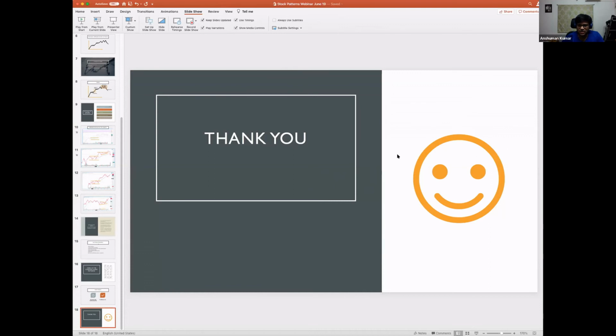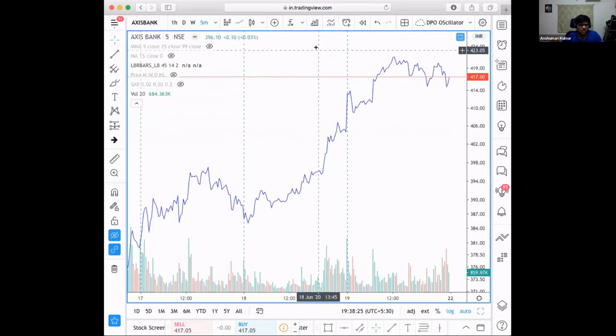Okay, so how can you execute the stop loss? That's a very good point. I can just answer that quickly. What I'll do is I'll share my screen so that you can see. Now this is my live chart.